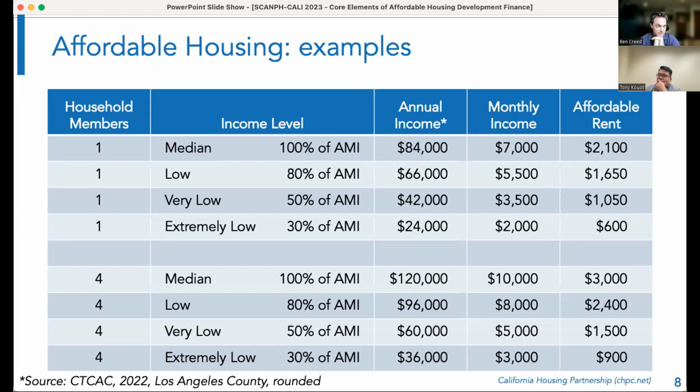I just used 30% of income over here, and that was where I stopped. But rest assured, there is a lot more complexity if you want to go deeper.